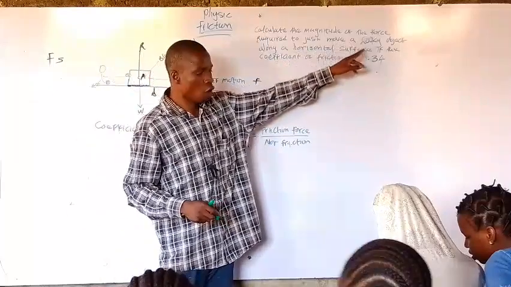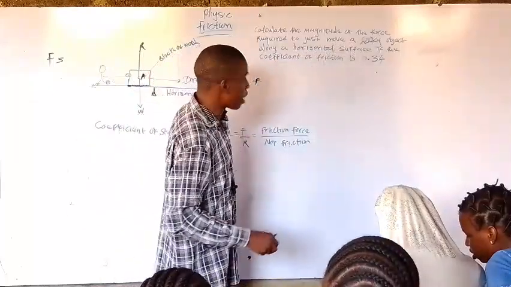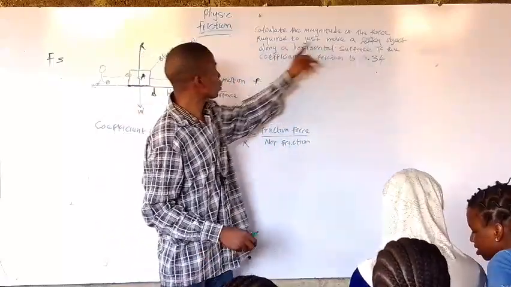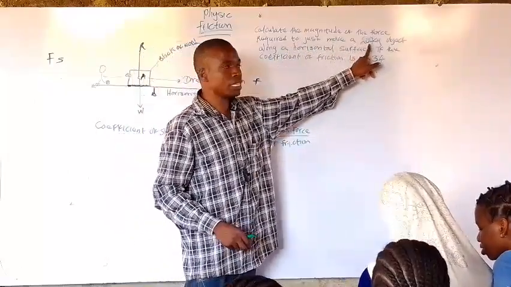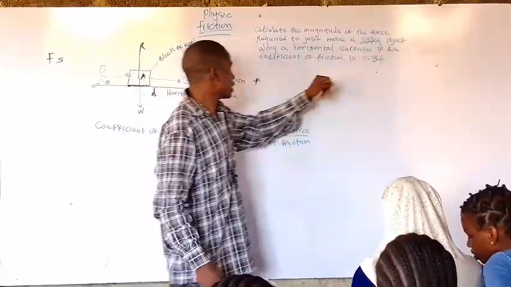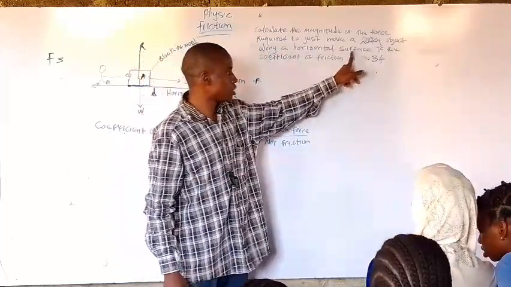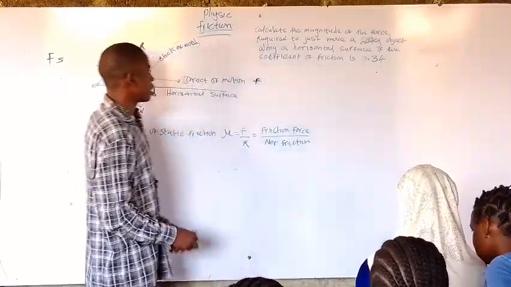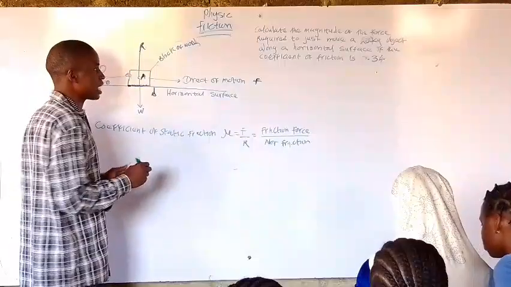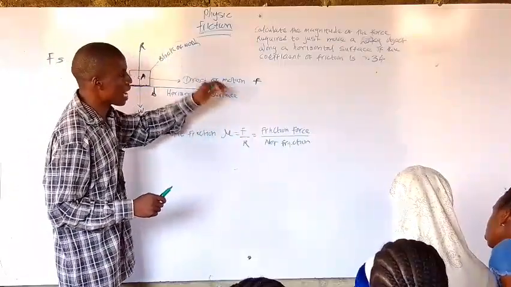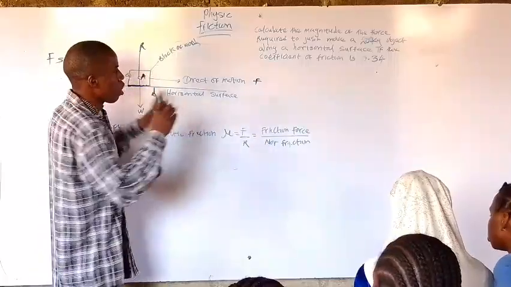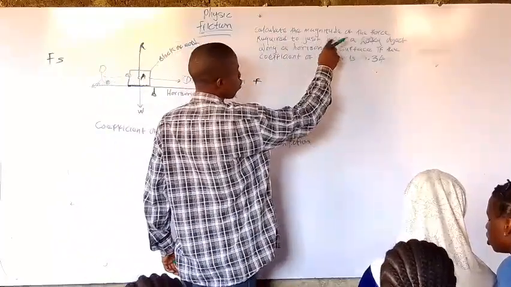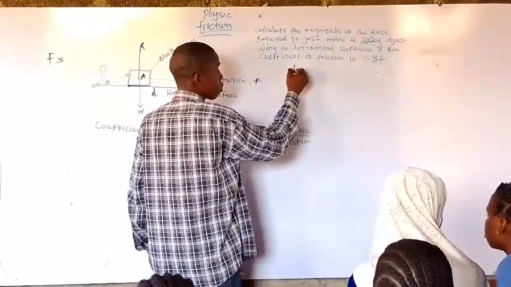Calculate the magnitude of a force required to just move a 20 kg object along a horizontal surface of a coefficient of friction of this. Now, in physics, you must understand that when you are reading, make sure you write down all the apparatus, all the things that are mentioned. Put it down. Calculate the magnitude of a force.